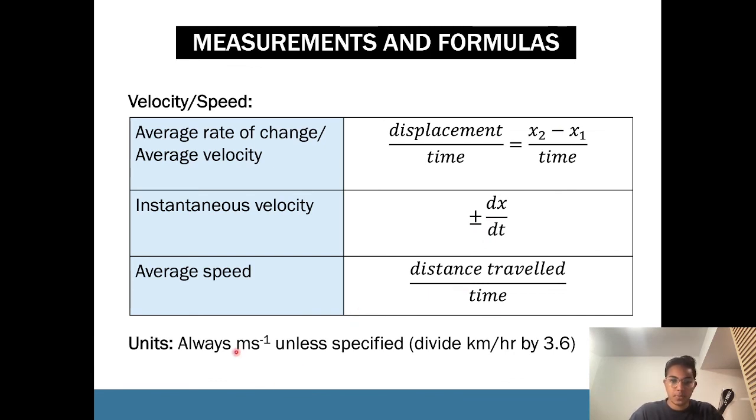Okay, cool. So a quick note is that our units are in meters per second unless specified. And to convert it, we can use this conversion factor here. So I'd say have a conversion factor in your summary book as well.